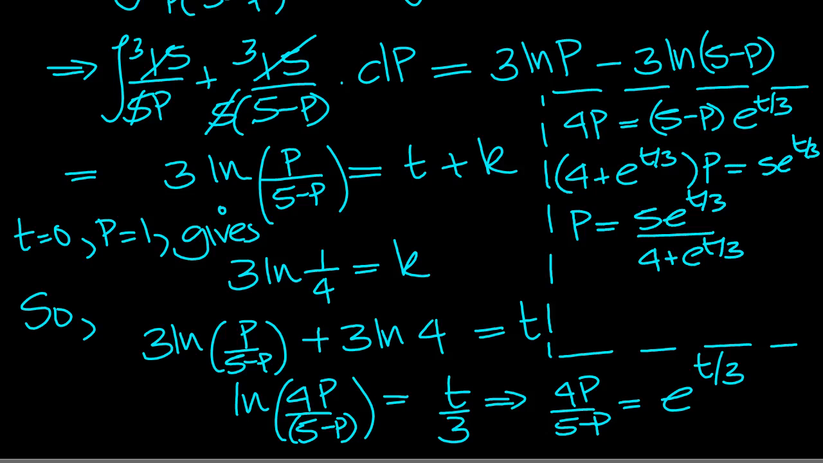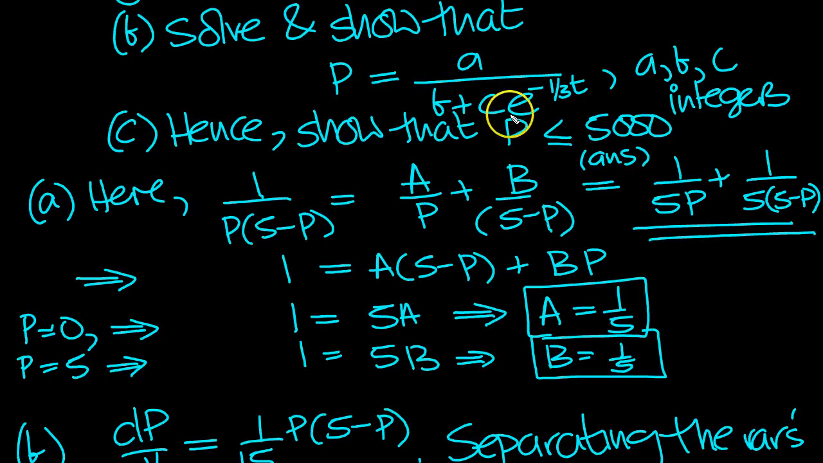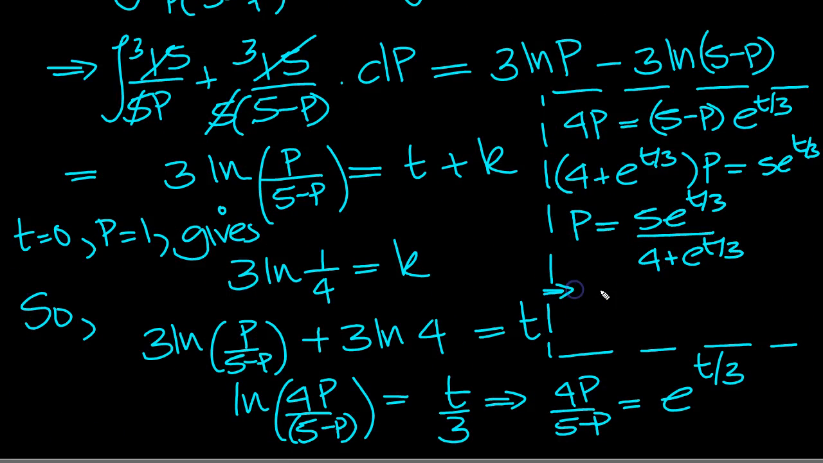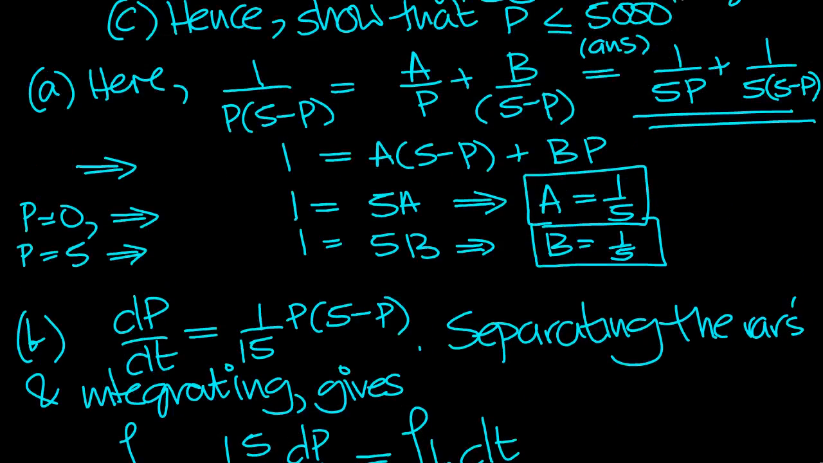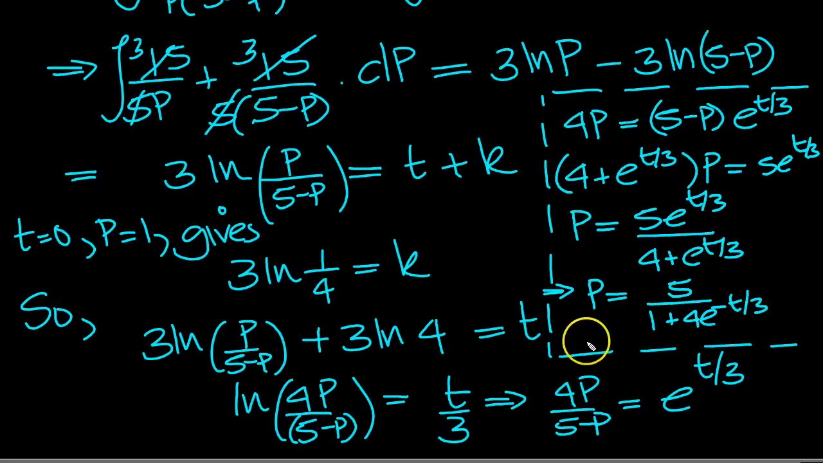So let's see what we want to write it in the form of then, A, B and C. So let's divide top and bottom by e to the t over 3. So it's 5 over 1 plus 4 e to the minus t over 3. A, B, C. So A equals 5, B equals 1, C equals 4. Just to note that, there's the answer.